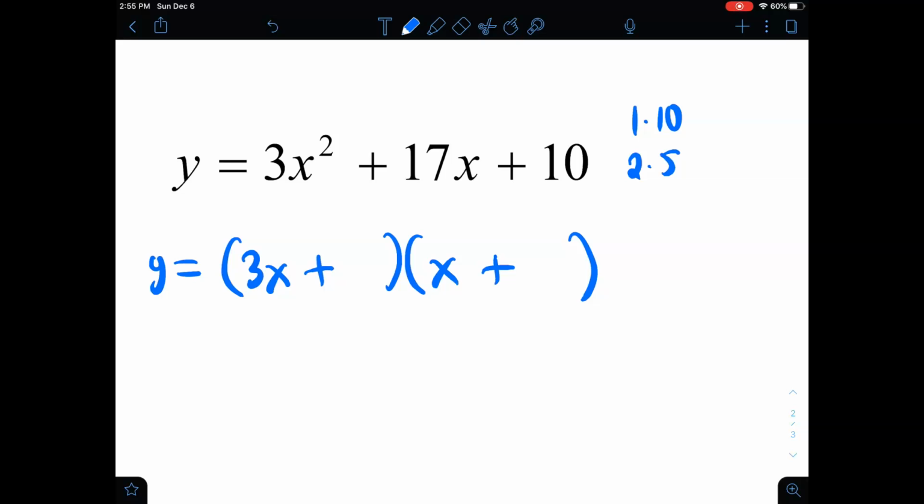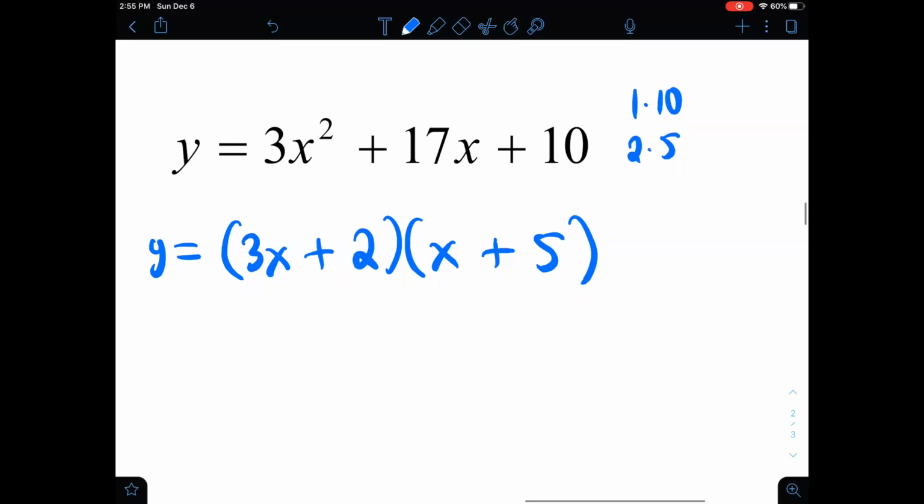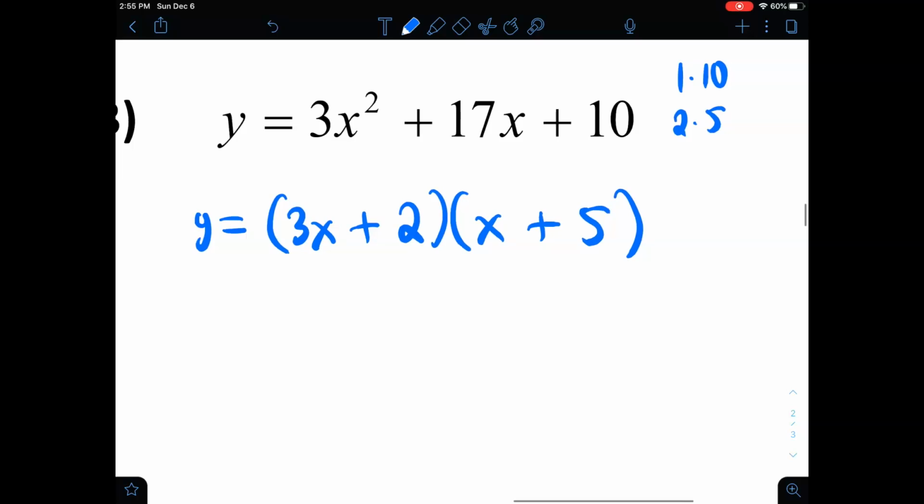So what should we put where to end up with 17x in the middle? Well, 17x is kind of a big number. Usually when we have smaller numbers, it means they're kind of close together. This one's not that close together, so I'm going to put the 5 right here to match with the 3x to give me 15x, and I'm going to put the 2 right here. Let's see how that works. Well, 2 times x is 2x, and then 3x times 5 is going to be 15x. 2x plus 15x is 17x, so that's the correct answer.